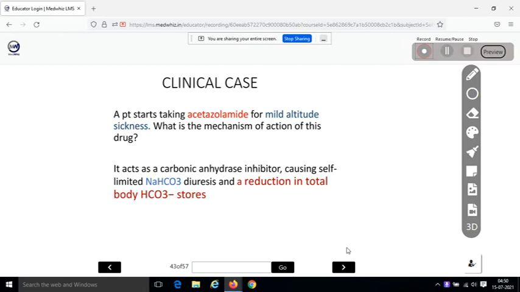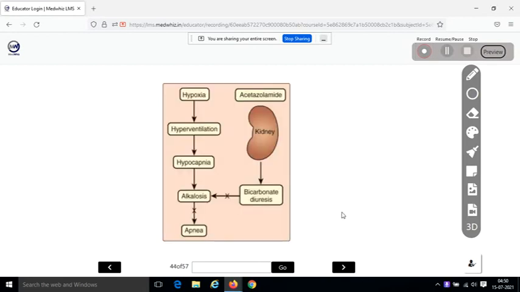total body bicarbonate stores. Now, what is the reason for this? How does it help? What's the rationale? In case of hypoxia at high altitude, it causes hyperventilation. So finally, hypocapnia, alkalosis, which leads to apnea. So acetazolamide causes bicarbonate diuresis, and that's how it helps in preventing apnea.